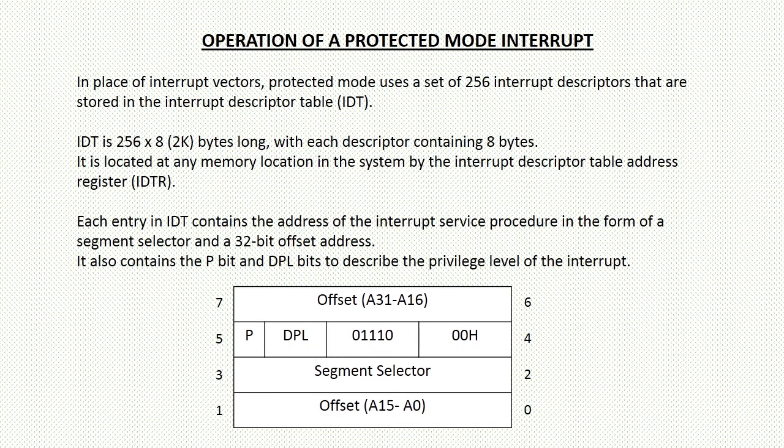In this slide, we talk about the operation of a protected mode interrupt. In the protected mode, interrupts have exactly the same assignments as in the real mode, but the interrupt vector table is different. In place of interrupt vectors, protected mode uses a set of 256 interrupt descriptors that are stored in an interrupt descriptor table, that is IDT. We can easily see that from the figure, and we can read about the specifications as written in the slide.